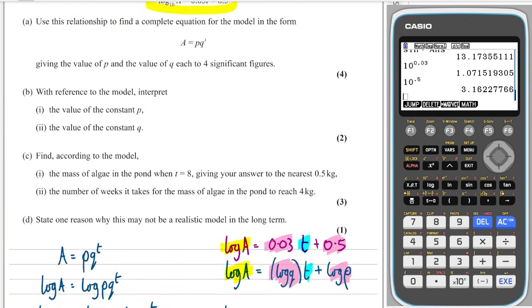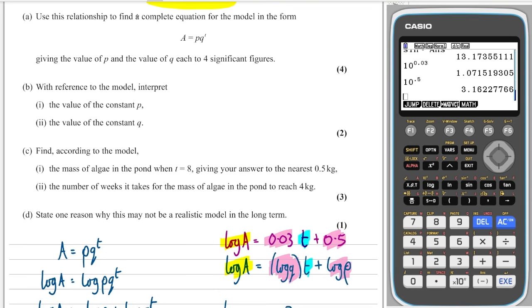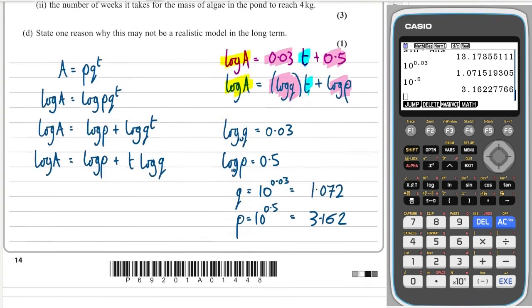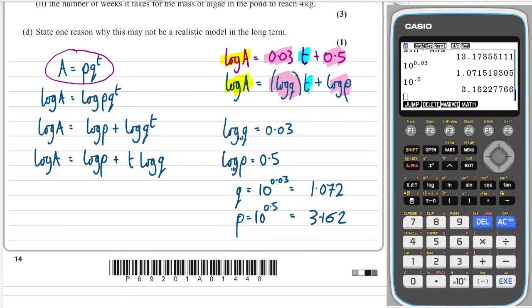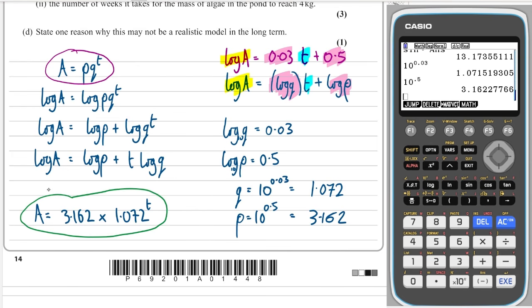Okay, and then finally it does say you need to find a complete equation. So I need to write that in the equation form like this, using those numbers which we've just created. So my final answer will be A is equal to P, which is 3.162, multiplied by Q, which is 1.072, raised to the power of T. So that's my final answer.